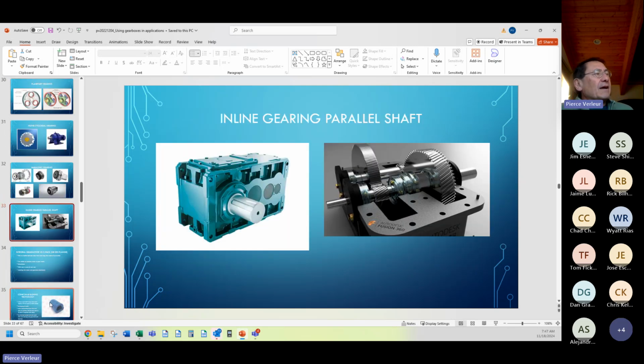Inline gearing, parallel shaft. This is a big industrial box. Look at all the backlash because of these types of teeth here. This is not a precision gearbox. This is typically used in giant industrial applications. It's efficient. How many reductions? 2. This box is capable of doing more than 2 reduction ratios, obviously.